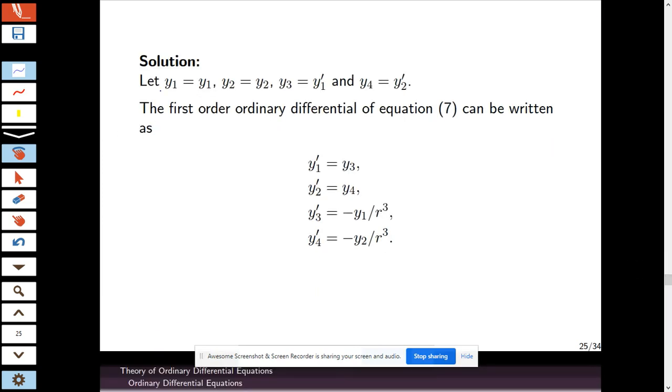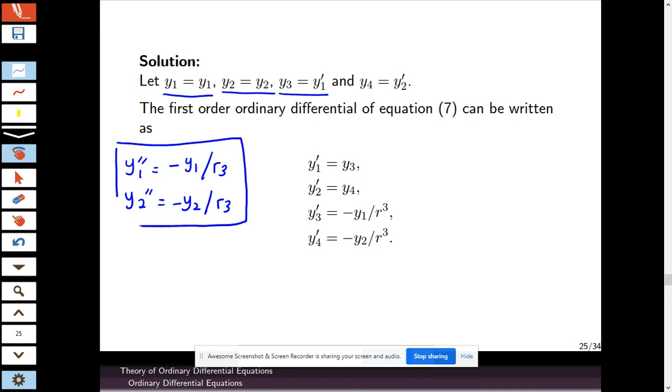Let y1 equal y1, y2 equal y2. Let me just explain here. We have y1 double prime equals negative y1 over r cube. I want to write the equation correctly, so if you have your slide open, just check. I don't have my slide. Okay, y1 double prime equals, this is correct. And then y2 double prime equals negative y2 over r cube. This is your second order.